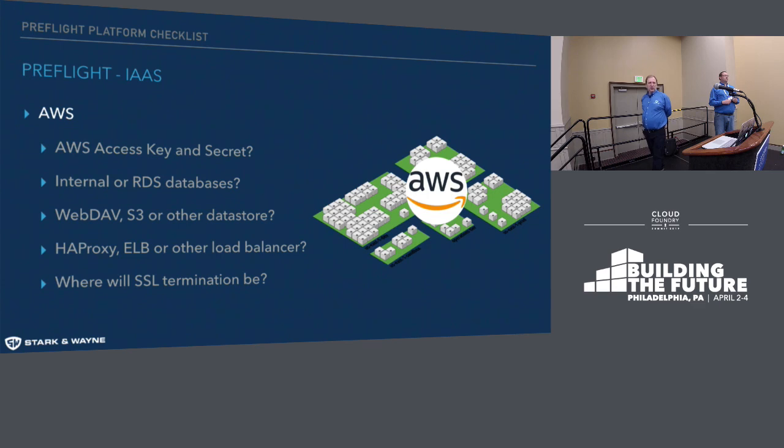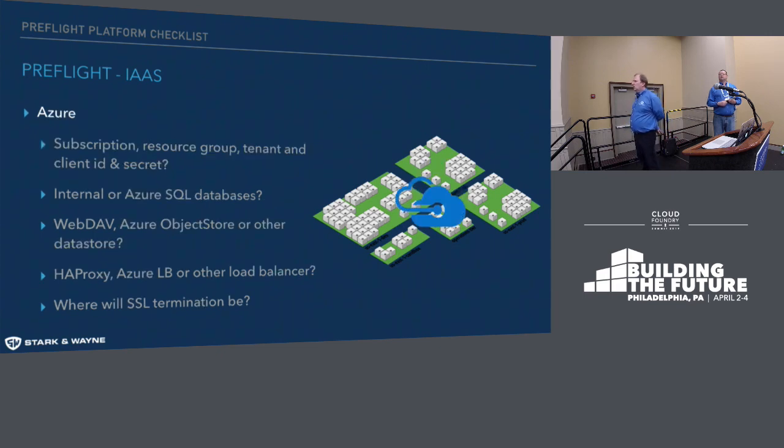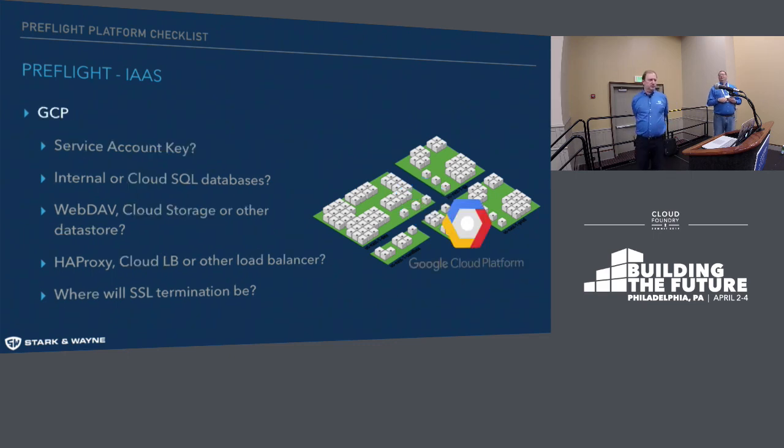You've got the grandfather of the cloud, AWS. You've got your access keys and secrets, internal database, RDS databases, web dev, S3, another data store, HAProxy, ELBs, and a load balancer, where you're going to terminate the SSL connections. You've got Azure: subscriptions, resources, tenants, internal or Azure SQL, web dev, or Azure Object Store, HAProxy, or Azure Load Balancer. Where will the SSL be terminated?